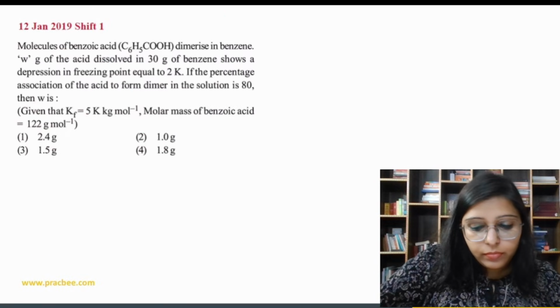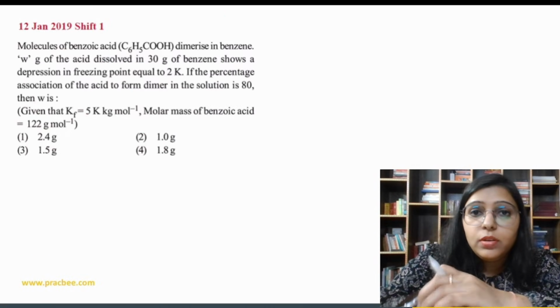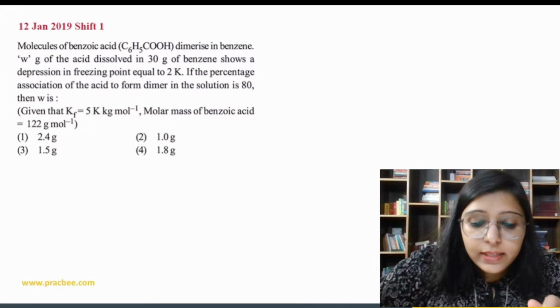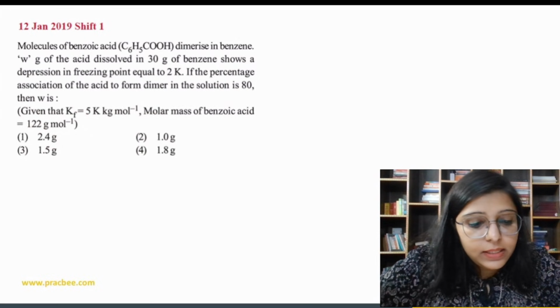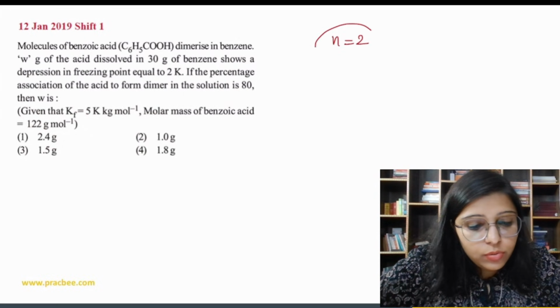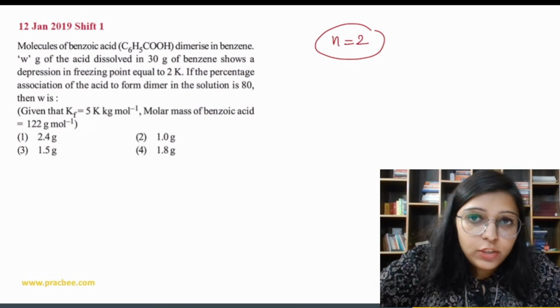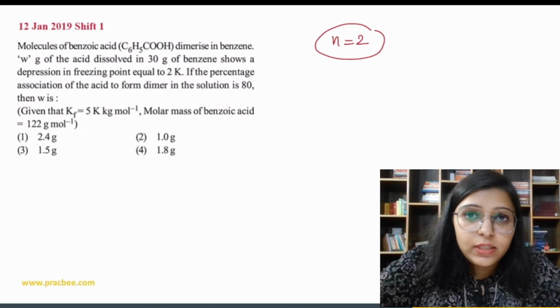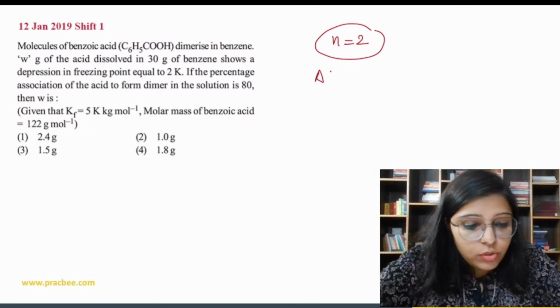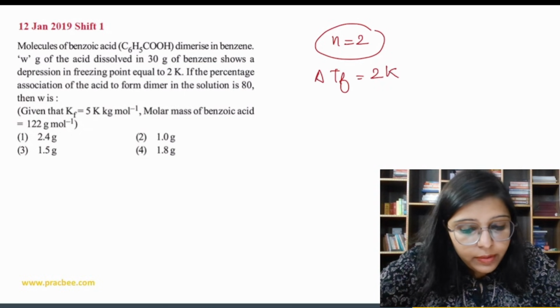Next question. Molecules of benzoic acid dimerize in benzene. Dimerize in benzene means n value is 2. W gram of the acid dissolved in 30 gram of benzene shows a depression in the freezing point equal to 2 Kelvin. So delta TF is equal to 2 Kelvin.